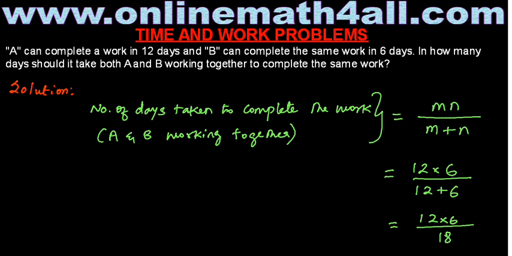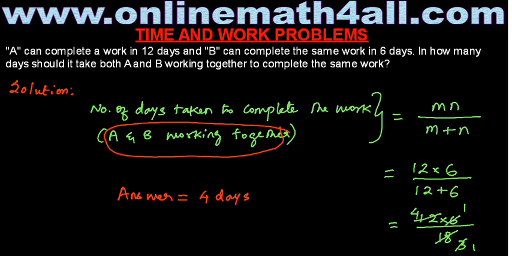So we can simplify. 1 times 6 will be 6 and 3 times 6 will be 18. 1 times 3 is 3 and 4 times 3 is 12. So the number of days taken by A and B working together to complete the same work will be 4 days. So the answer is 4 days. That is, A and B working together can complete the work in 4 days.